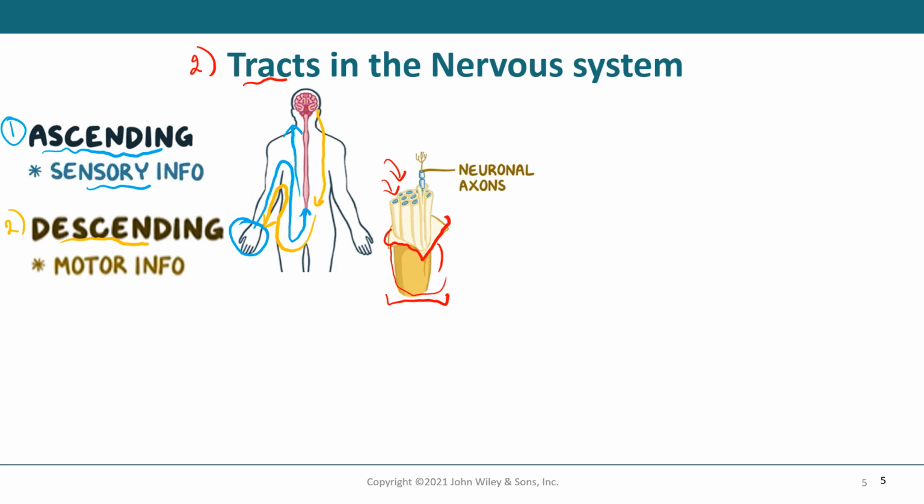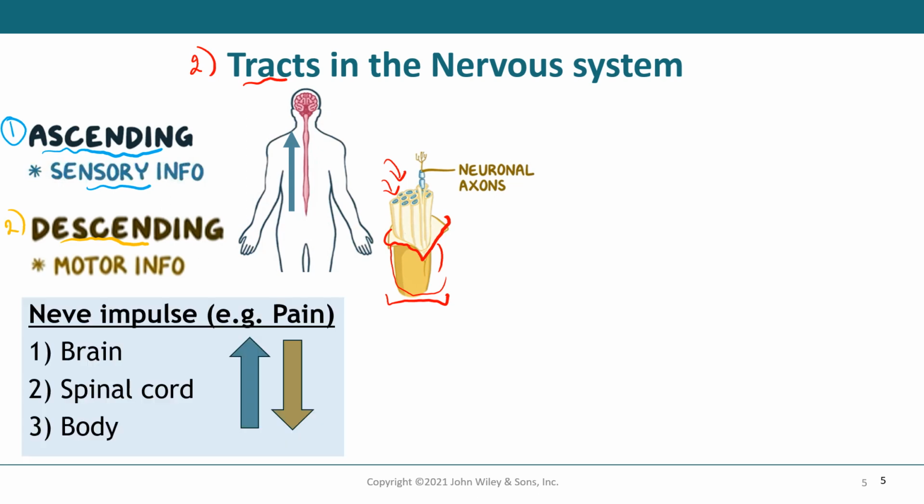Okay, so far I have told you that there are two types of tracks: the ascending ones and the descending ones. And I showed you that, for example, when you have a nerve impulse, like pain, it can go from the body to the spinal cord and brain, and the motor information will go in the opposite direction. But just as a reminder, what is a track?